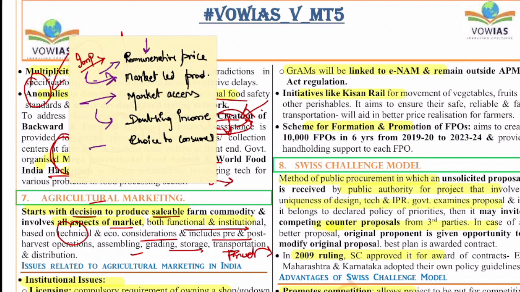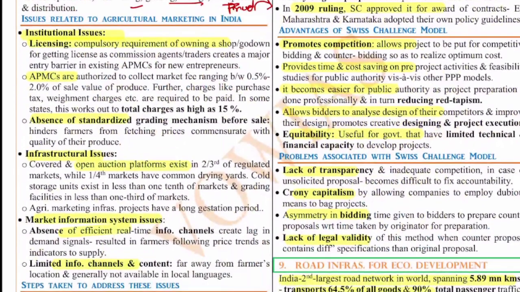Also from the consumer point of view, a good agricultural marketing will help in increasing the choice to the consumers, because this agri marketing overall also involves this assembling, grading, storage, the transportation and distribution. All of these things are involved. But this agriculture marketing itself has a lot of issues.